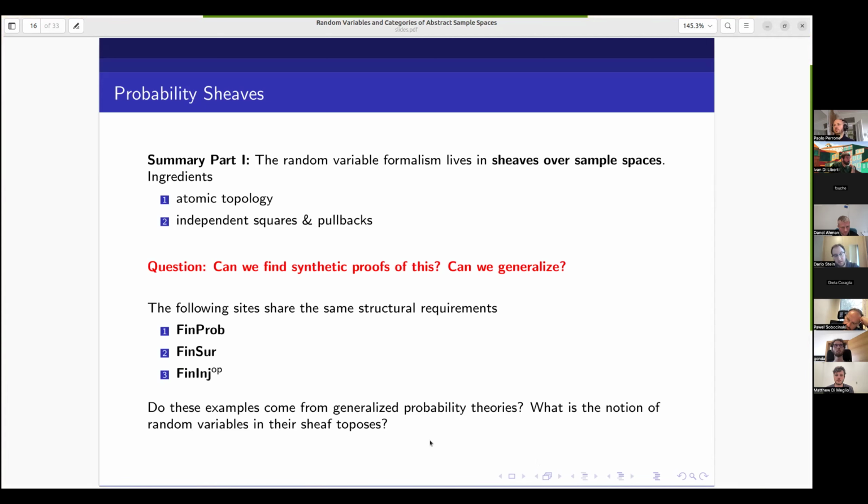Alex came up with a bunch of other sites which morally work similarly. They all have the same structure. So they have a notion of independent square, independent pullback, which has something to do with probabilities, with surjections, the opposite of injections. But where does this come from? Is there a unifying theory where we input a notion of probability theory and we get out these sites? This is exactly what I will do in the next part.